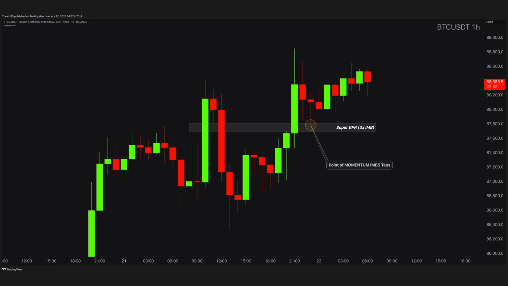Now notice the super BPR. Three imbalances in a straight line. Who remembers the super BPR? Type the super BPR in the comment section if you remember it.